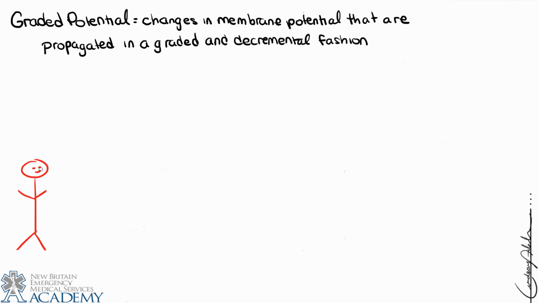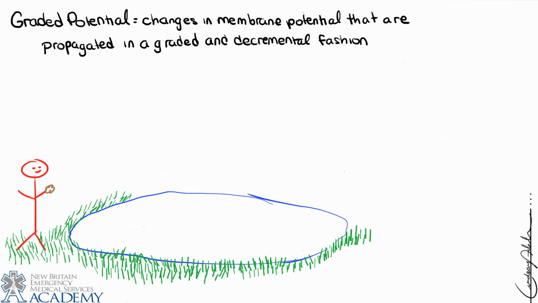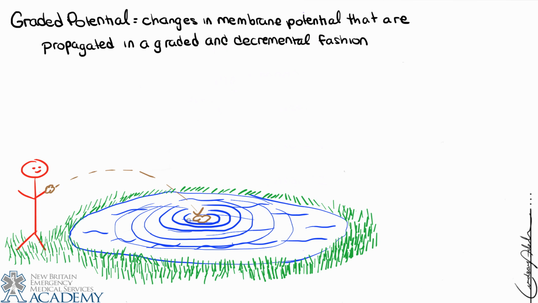So in order to explain graded potential, I like to use the example of a person who is standing by a lake or a small pond, and he's throwing rocks into the water. By throwing rocks into the water, we know that the rock will create a rippling effect. So we could think of graded potential as what happens in terms of the ripple effect following the rock falling into the water.